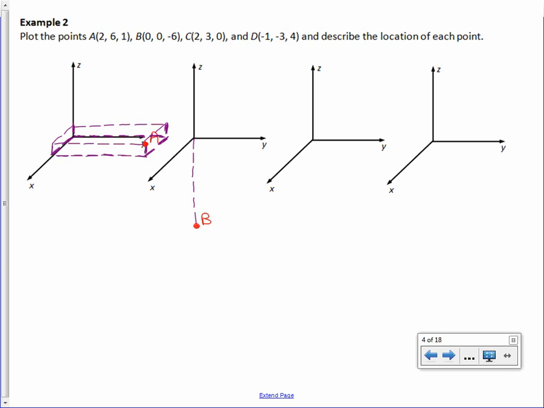We'll come back and describe their locations after we do all the plotting. Okay, so that's B. Okay, C, 2, 3, 0. 2, 3, 0. So only 1 zero shows up here, but let's see what happens. So 2, 3, 0. So again, start counting from the origin. And what first thing should I do? What's the first instruction? Go 2 units forward. So 2 units in the positive x-axis. 2 units this way.